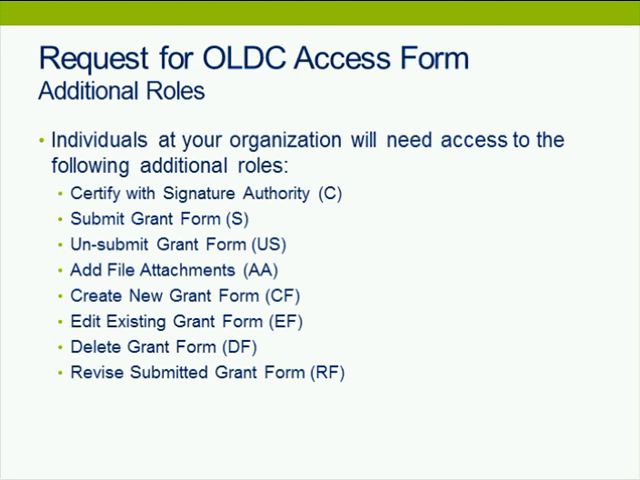So when I fill out my request for OLDC access form, I'm going to choose authorizing official for my job type. And according to the list of job types table, selecting this job type will give me the default permissions in OLDC to view the PPR and certify it, which means to sign it. And since I will only be reviewing the PPR and signing it in the system twice a year, I really don't need more permissions than that. So I will leave the additional roles column of the assignments table blank.